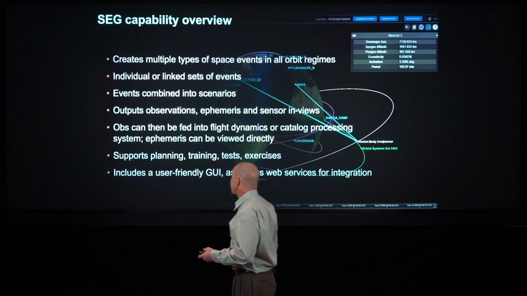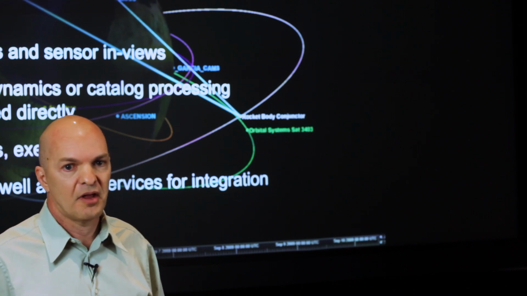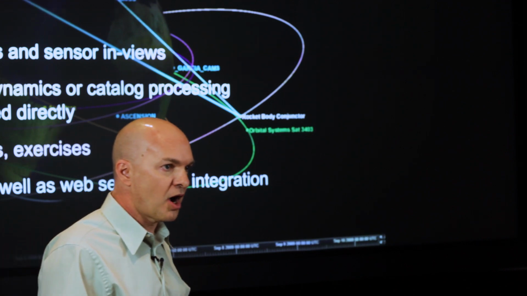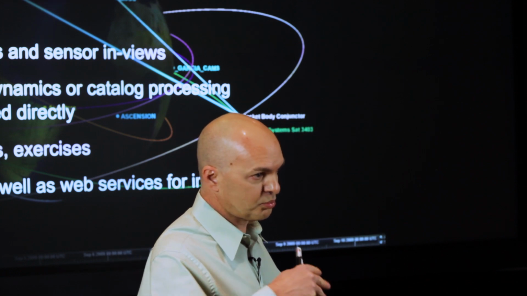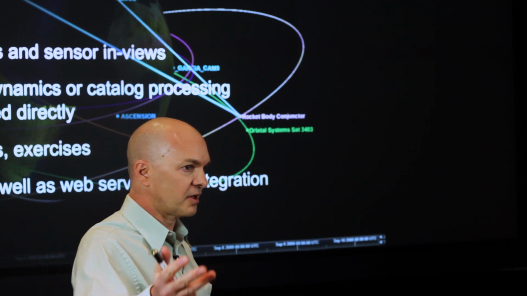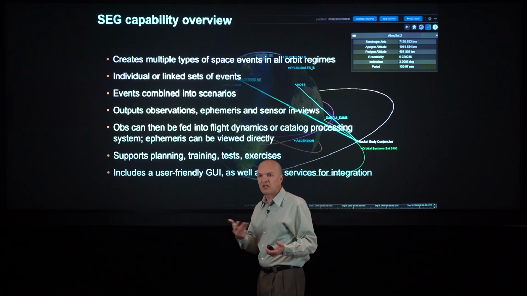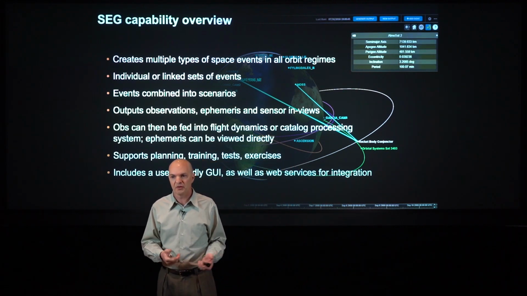So some of the capabilities of SEG are that we can create multiple types of space events, which we're going to talk about in a few minutes, in all orbit regimes. We can have individual or linked sets of events. A linked event is where one space object is involved in a series of sequential events. For example, a space object can be launched, do a maneuver, go into proximity operations around another space object, do more maneuvers, and then go perhaps conjunct another satellite. And SEG can solve for the intermediate maneuvers that are required to go from one event to another event.